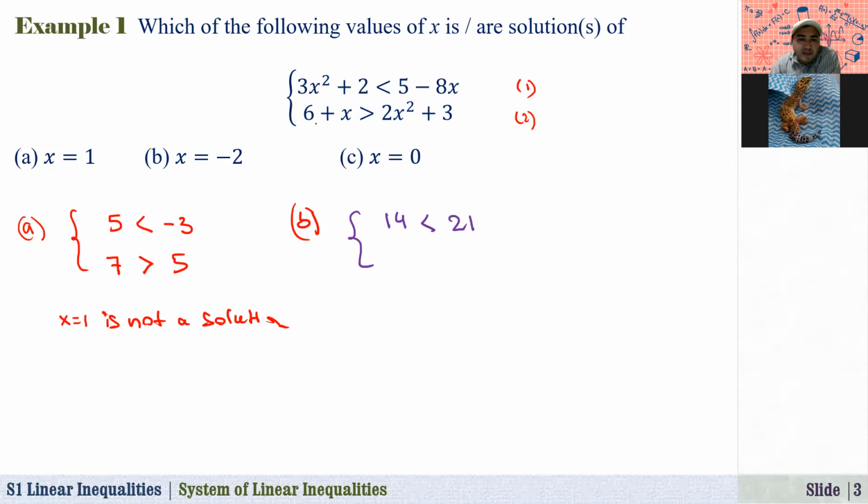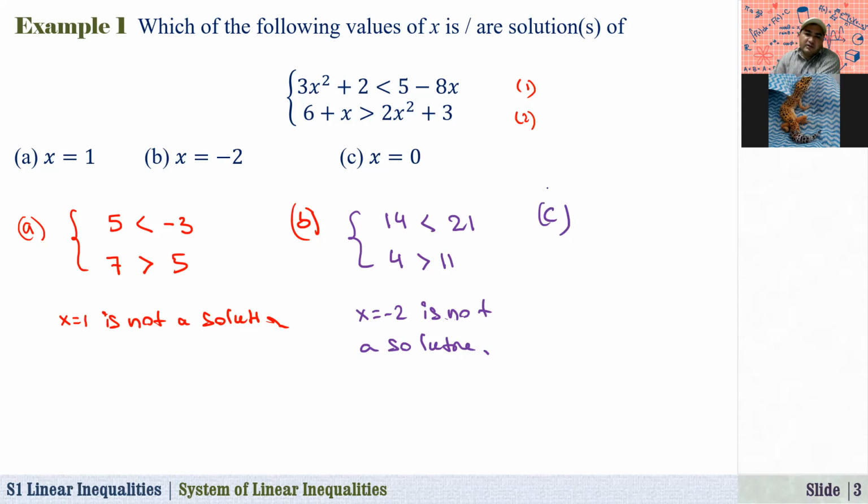How about the second one? 6 plus negative 2, that is 4, greater than. The second one is 2 times negative 2 squared, that is 4. 2 times 4, 8. 8 plus 3 is 11. And 4 is not greater than 11. That's why also x equals negative 2 is not a solution. And the last one is x equals 0.